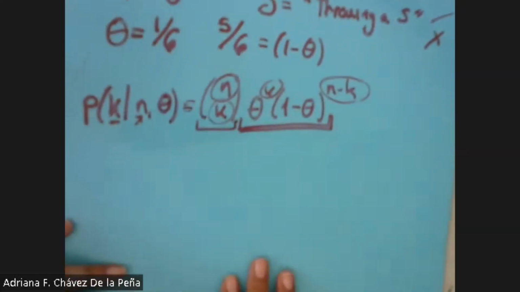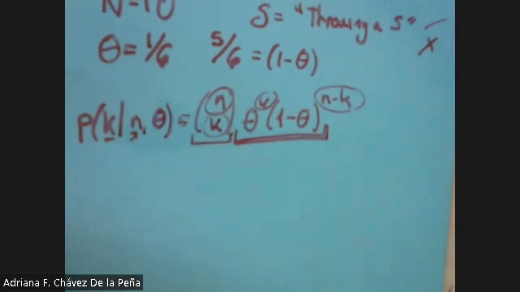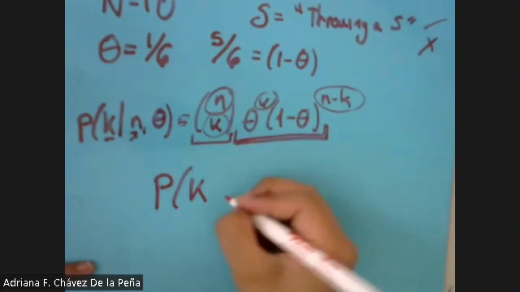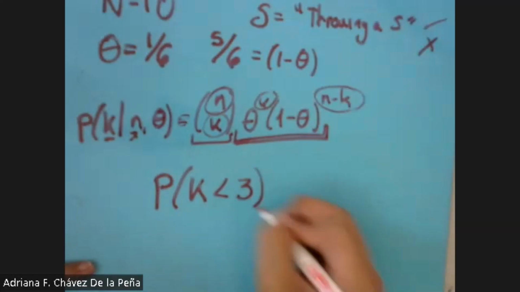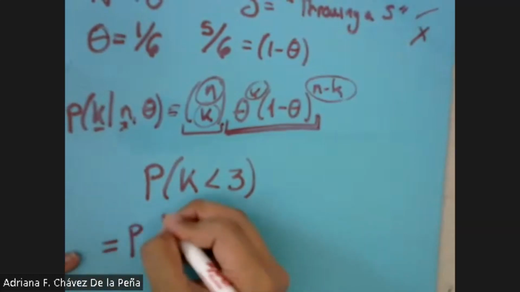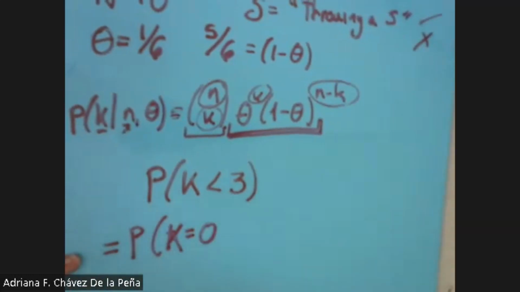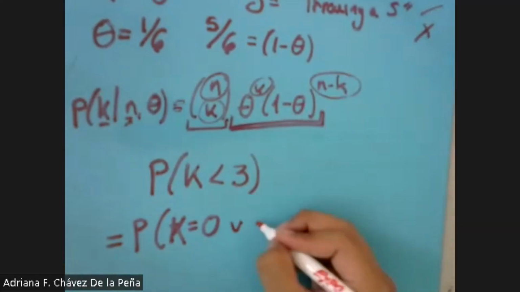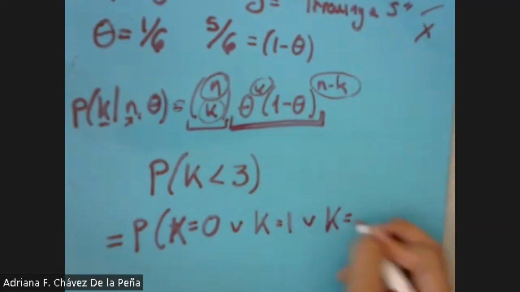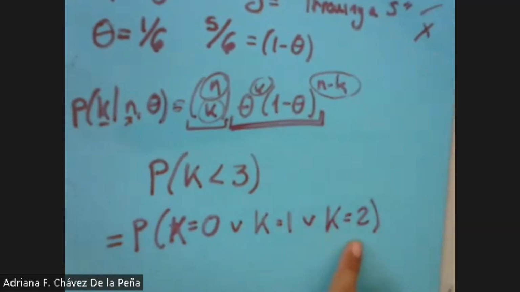For this second part of the exercise, we are asked to calculate the probability that we will get fewer than 3 5s. So we are asked to calculate the probability that k, the number of successes, is less than 3. What does this mean? This notation is equivalent to saying that this is the probability that k has a value of 0, which is less than 3, or that k has a value of 1, which is also less than 3, or that k has a value of 2, which is also less than 3. This is an alternative way of expressing this same event.